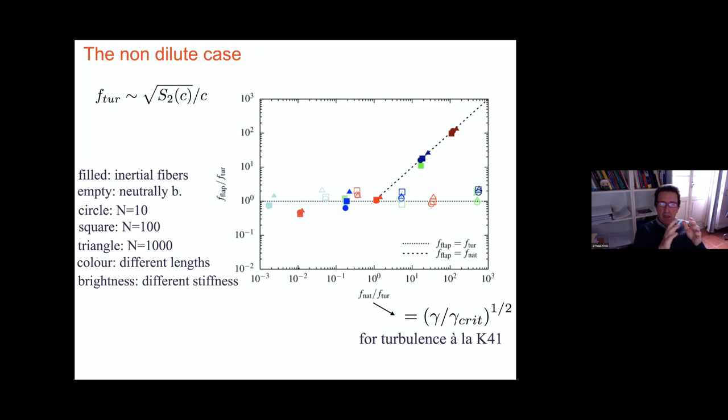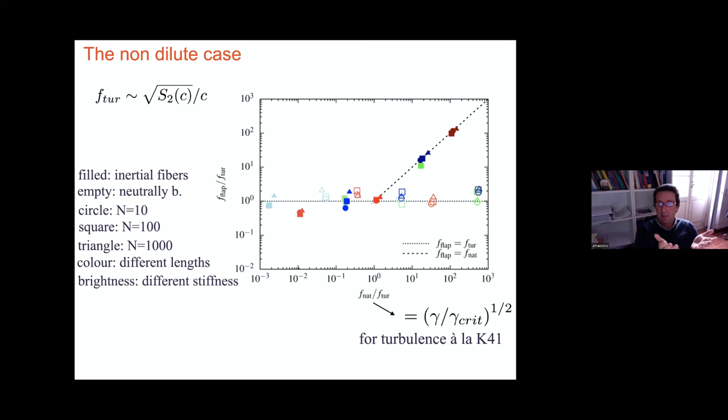So we can move to the final picture on this topic. We want to understand whether or not we have a curve similar to the one we observed for the single isolated fibers. We have to plot in this case, as we did before, the flapping frequency of the fiber normalized by the turbulence frequency as a function of the natural frequency of the fiber divided by the frequency of turbulence. Remember that this quantity on the axis can be recast, for the K41 case, as equivalent to gamma divided by the critical value of gamma to the 1/2.